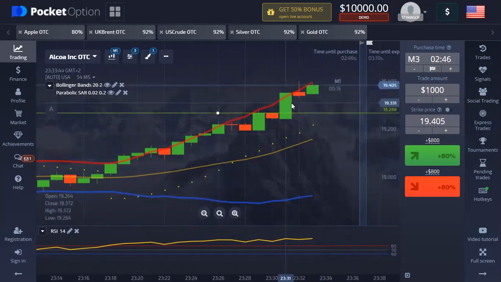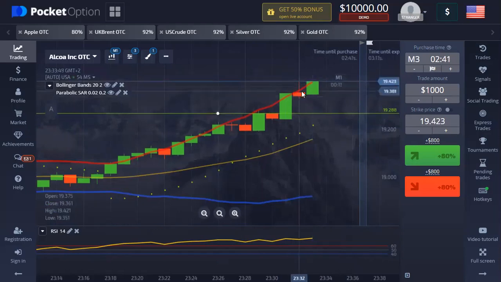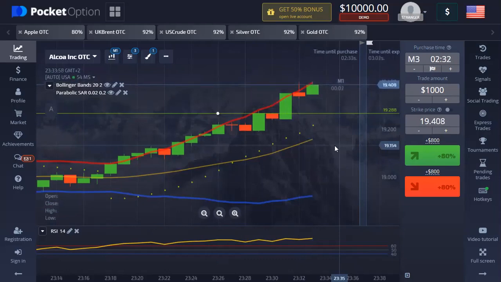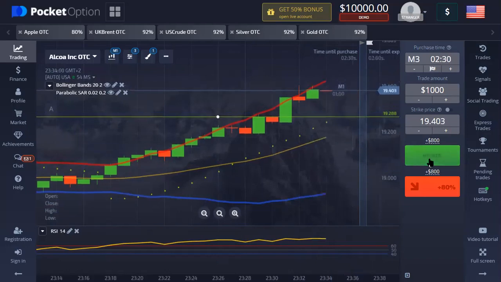And another confirmation that I have to see if price is going to continue trending in a certain direction is looking at these Bollinger Bands. If they're flared out, it's another confirmation that you can tell price is going to keep rising or keep falling, right?